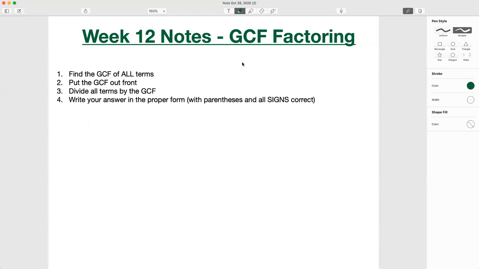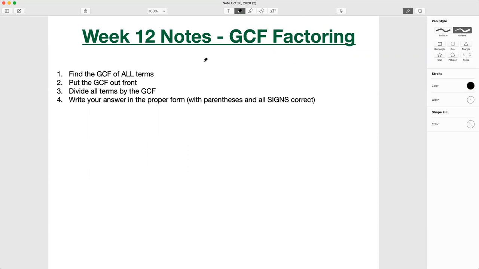Week 12 notes. This is GCF factoring. So we will be taking the GCF in this lesson, which is very similar to the way we did last lesson. But I need to tell you what factoring is.